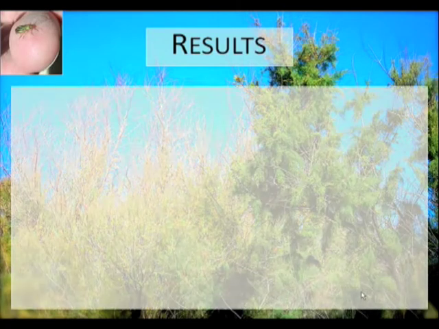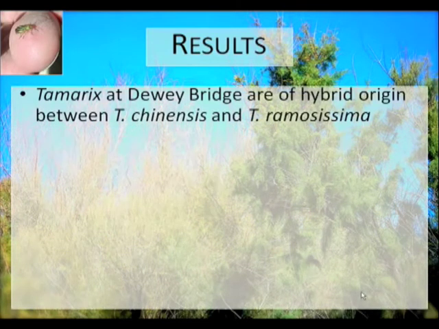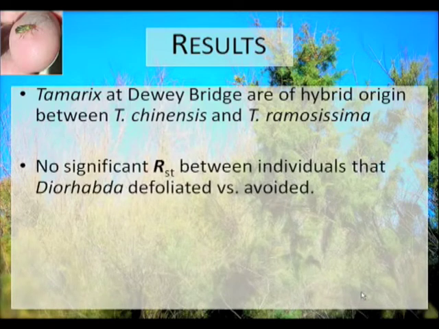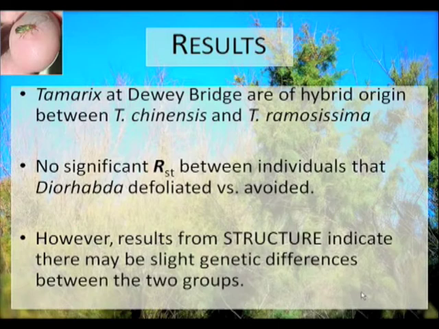So to summarize my results, it's clear that the Tamarix at Dewey Bridge are of hybrid origin between 2 Asiatic species. There was no significant RST structure between individuals that were defoliated versus those that were avoided. However, with results from this Bayesian analysis, Structure, there may be slight genetic differences between the 2 groups. I think it's important to mention here, microsatellites are neutral loci, so they do not code for proteins. Selection does not directly act on these loci. They're free to evolve in the absence of selection.